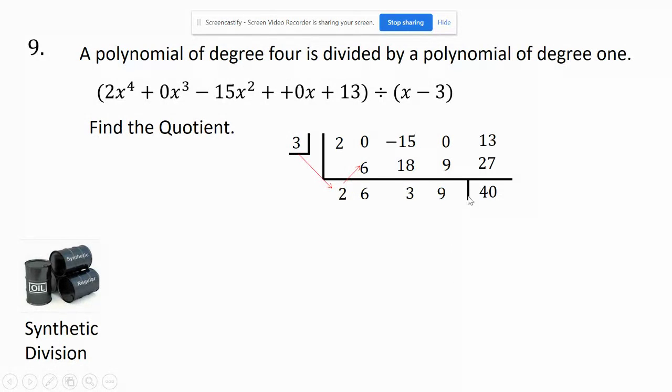is 40. And this is why I kind of have this little space here, because notice I started with an x to the fourth, so my answer will have a 2x cubed plus a 6x squared plus a 3x plus 9. Then I have a remainder of this 40 over x minus 3. So that's what I have here to make sure that this kind of particular problem works out. It did not factor completely.